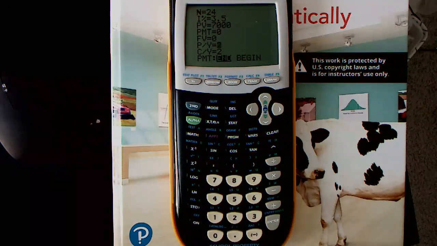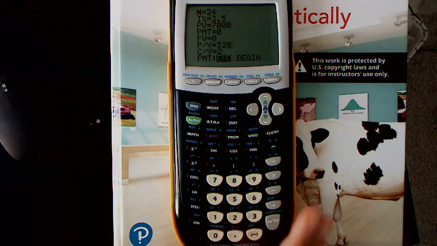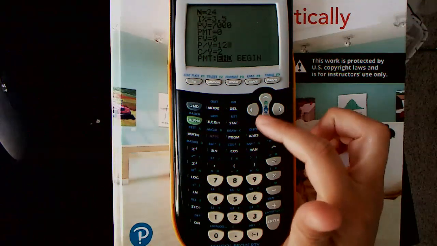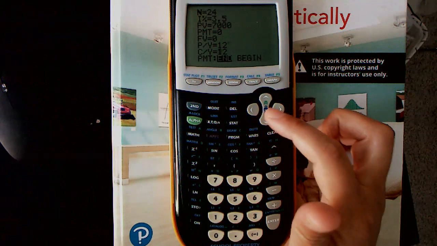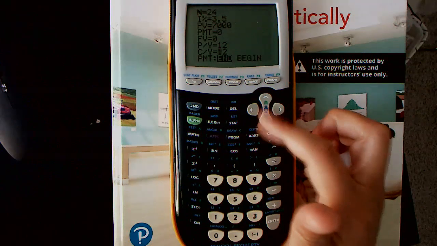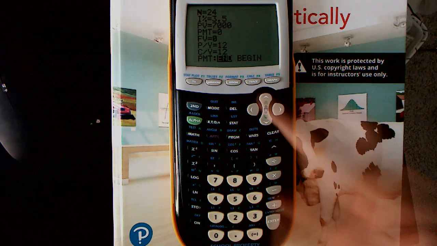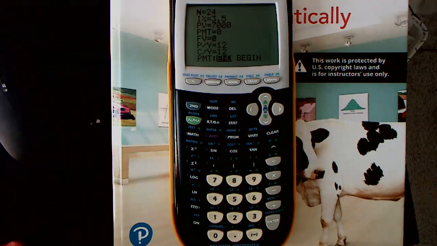Perfect. Thank you, Liam. 12, exactly. So we enter 12. As you can see, once I go down to C per Y, automatically C per Y will change to the same value, right? So you don't have to enter 12 again. Now we go back, future value. You can see it's blinking at the future value.